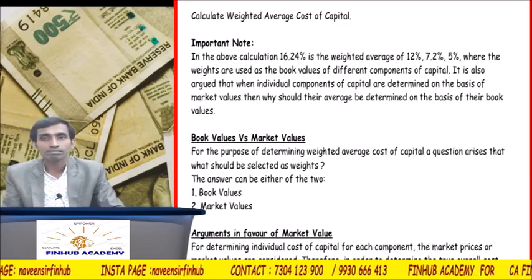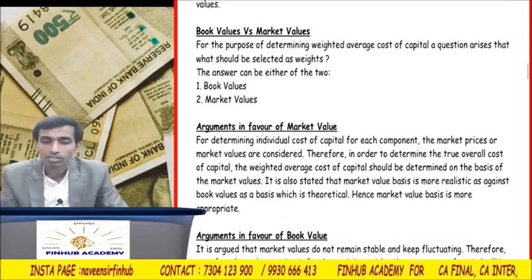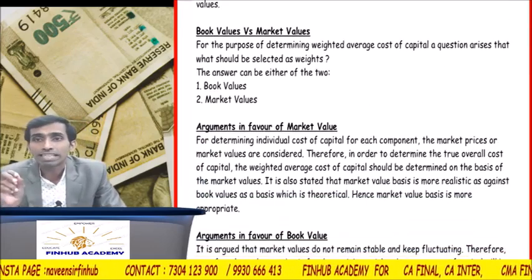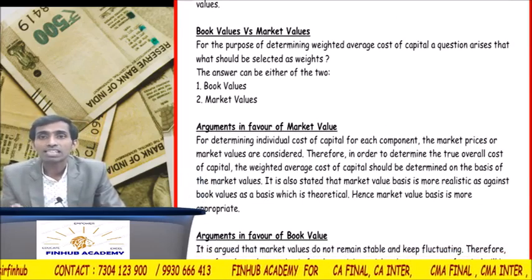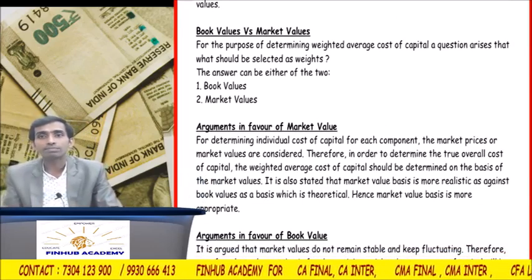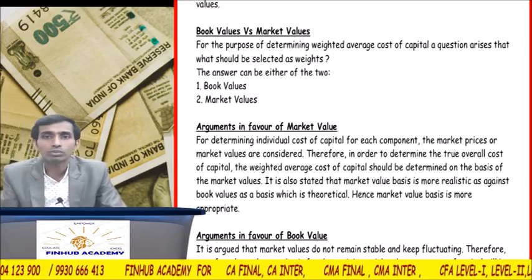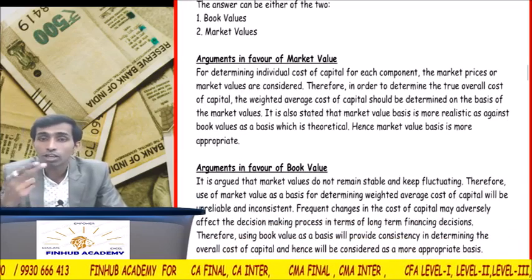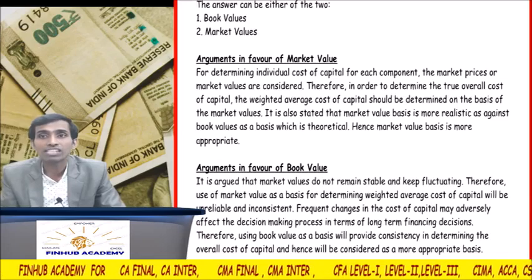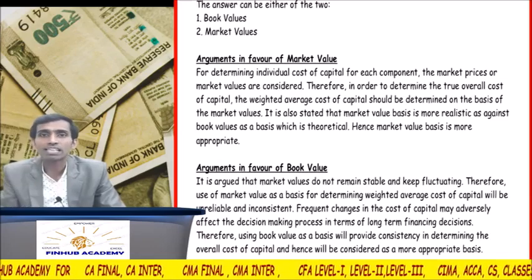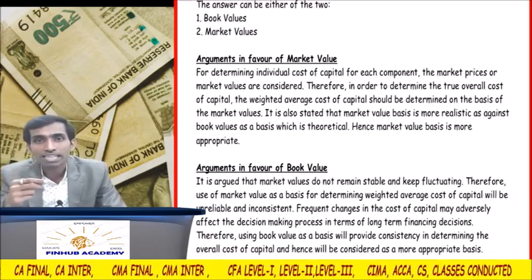Correct? Is it clear? For the purpose of determining weighted average cost of capital, a question arises: what should be selected as weight? The answer can be either book value or market value. Argument in favor of market value. Listen. For determining the individual cost of capital for each component, the market prices are considered. Have you understood what I am saying?